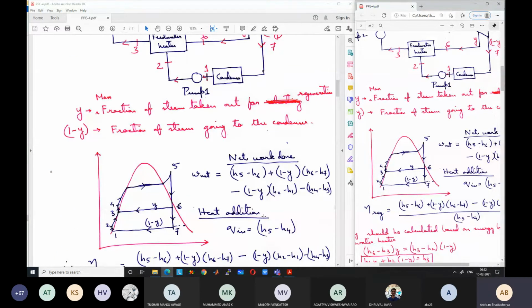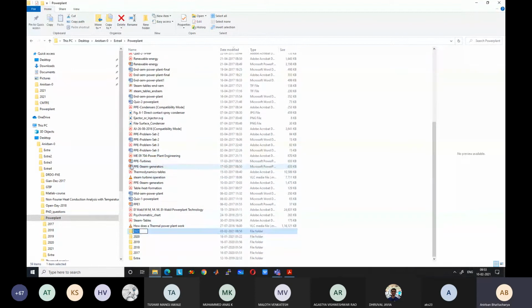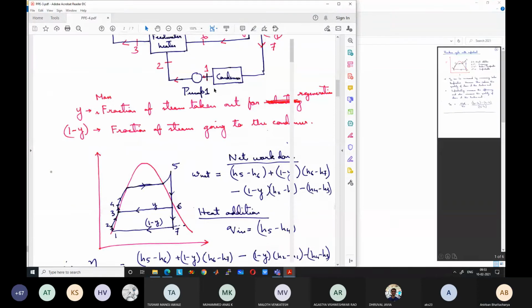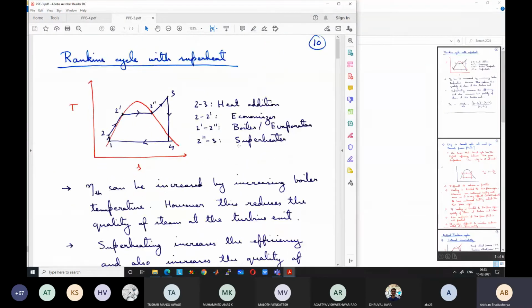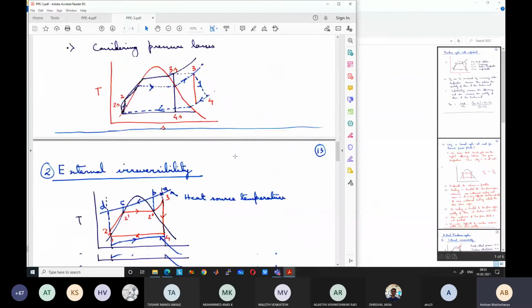So if you remember the previous class, please always study the previous class notes before the next classes. If you remember the previous class, I will open this. We have defined something which is known as mean temperature of heat addition. How was it defined? It is the average temperature of heat addition. So H3 minus H2 by S3 minus S2.